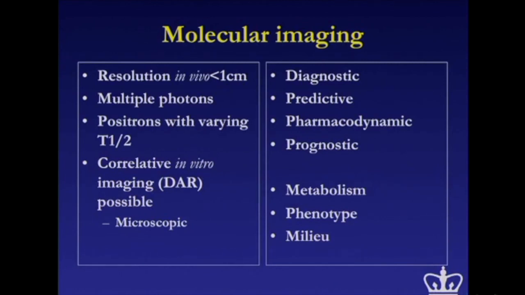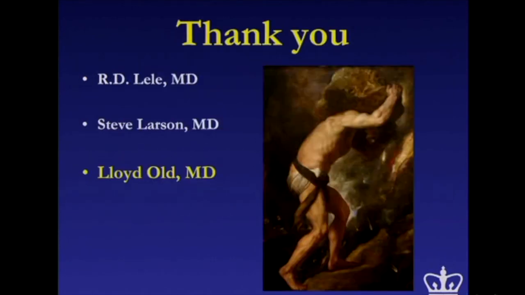And with imaging, particularly molecular imaging, you can look at metabolism. I showed you glucose, phenotype. I showed you the carbonic anhydrase 9, as well as the milieu, which I've not shown you a direct example of, but is an indirect example from the hypoxia components that I showed you. So it's a long slog, but somebody's got to do it.